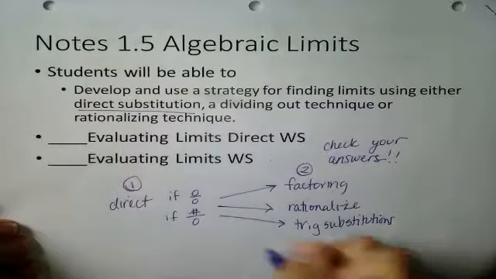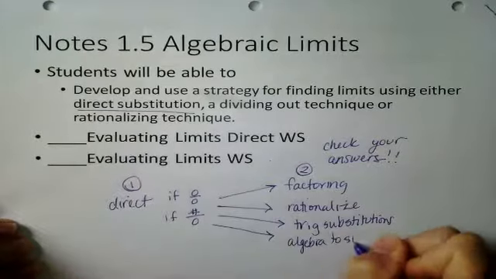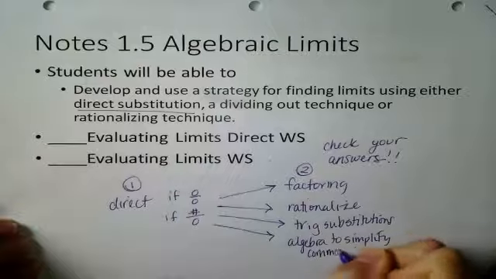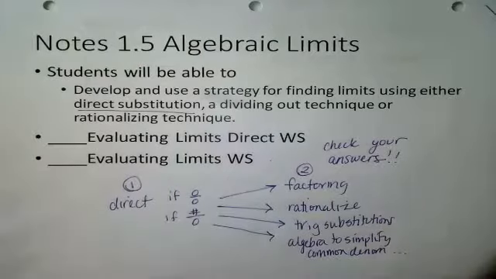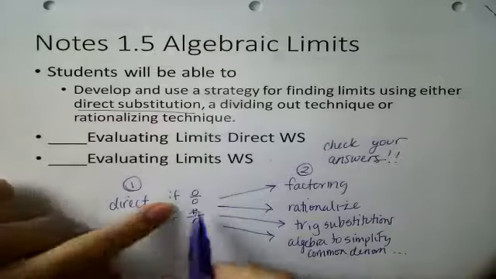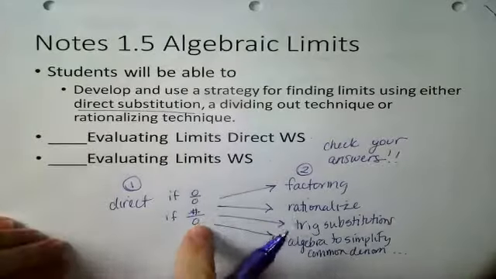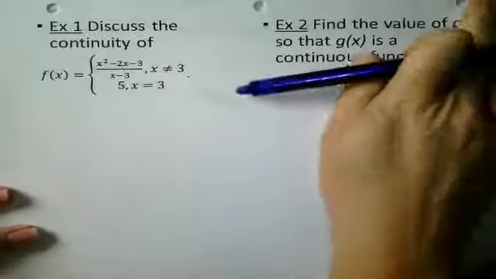Another one might be that we really just need to do some algebra to simplify, like thinking about common denominators. So we have all these algebraic strategies that we could use if we get some kind of indeterminate form that's undefined. We'll learn more about this form in future chapters. Again, pause the video if you need to.